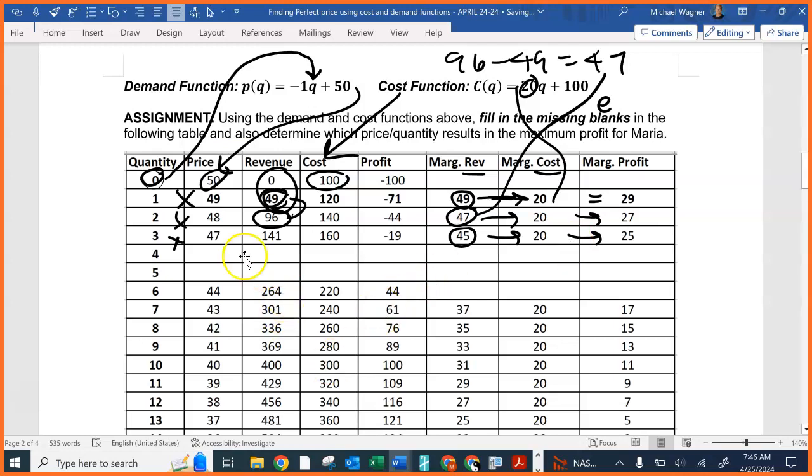So I'll let you guys try the next row. I'll give you a few minutes to try the next row, and then we'll go over it really quickly together. So, does everybody try that?